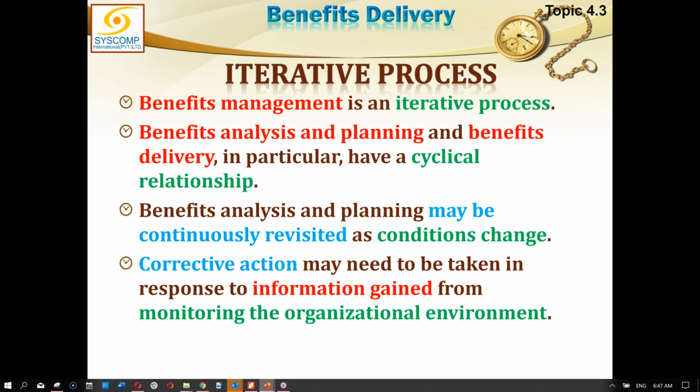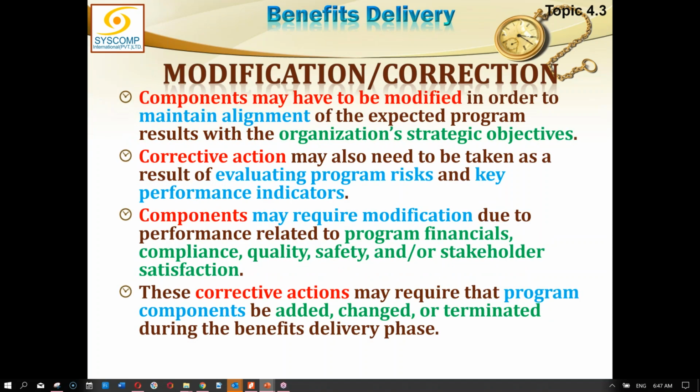Benefit analysis and planning and benefit delivery in particular have a cyclic relationship. Benefit analysis and planning may be continuously revisited as conditions change, and corrective actions may need to be taken in response to information gained from monitoring the organizational environment. If there are any modifications or corrections that can be made, components may have been modified in order to maintain alignment of the expected program results with the organization's strategic objectives. Realignment of the strategy. Of course, if there is a realignment, we can correct everything according to that.